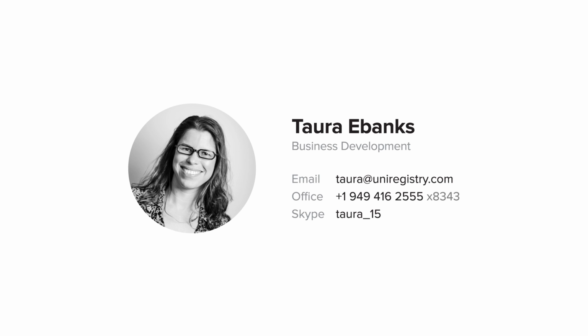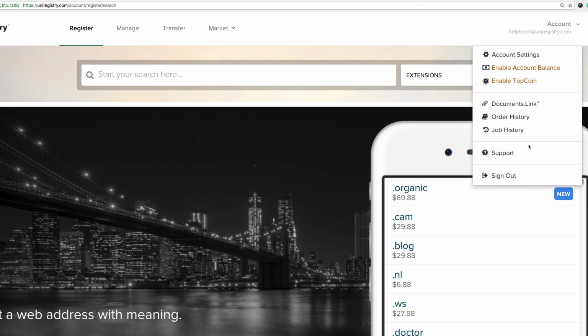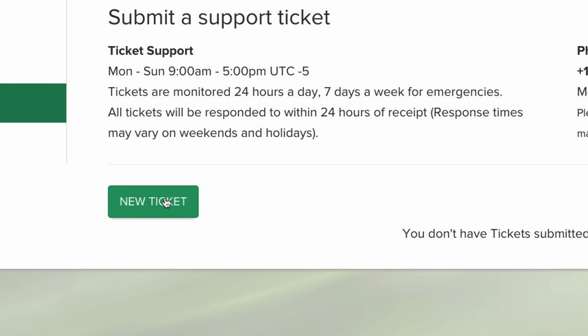If you need any help getting your accounts linked, just call Tara in Business Development on 1-949-416-2555, extension 8343. If you have any other questions, just call the main line or click Support from the account drop menu to create a support ticket.